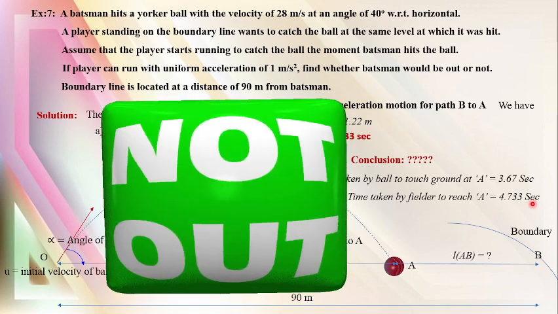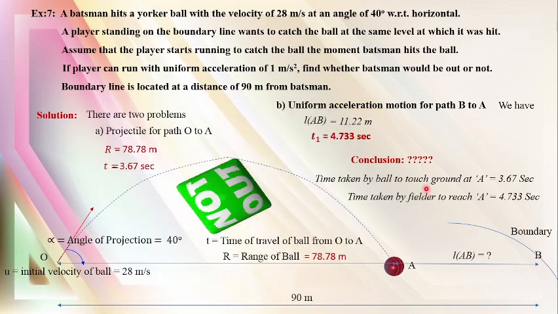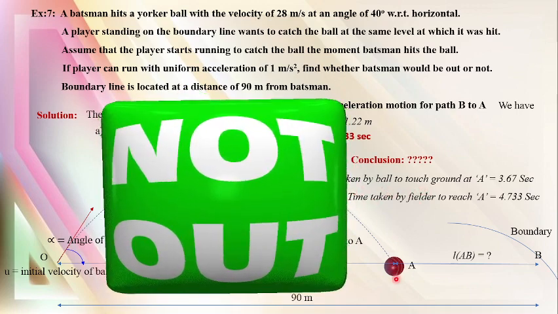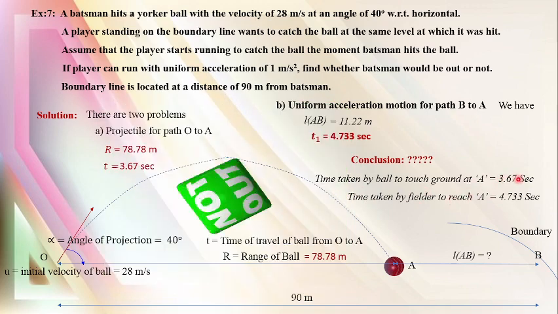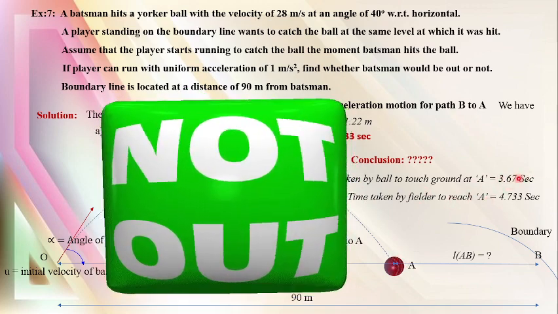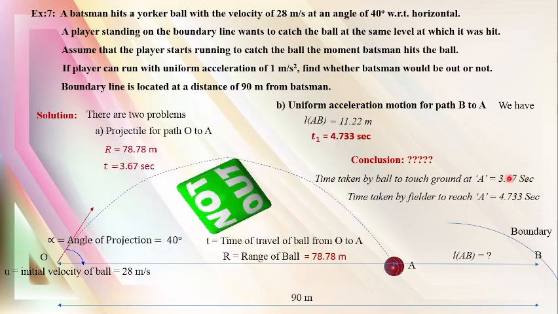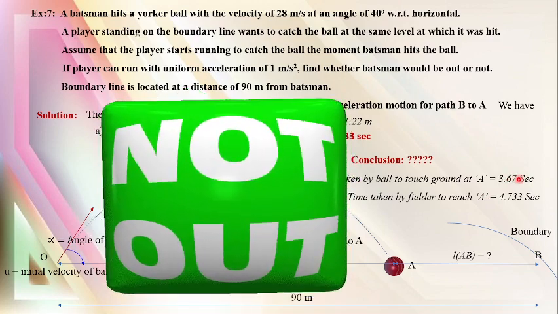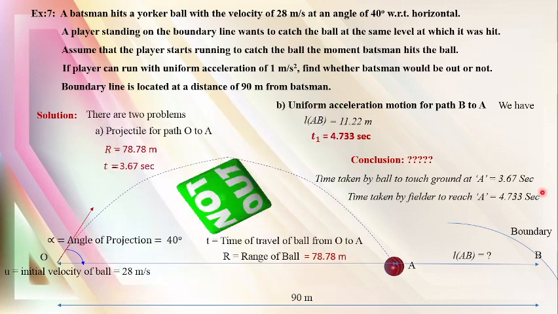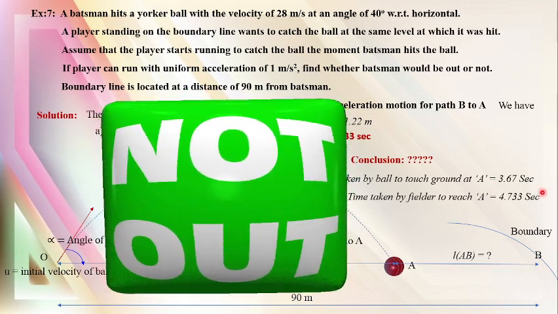So the conclusion is not out. How do we conclude this? Because the time taken by the ball to reach A is 3.67. If the fielder has to catch it, he has to reach point A in less than 3.67 second, probably 3.50 second. Then only he will be able to take the catch of that particular ball in the air. So this is how we have to analyze all the problems.